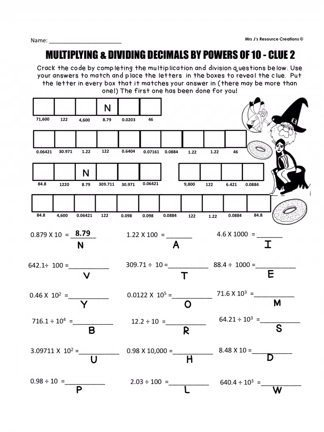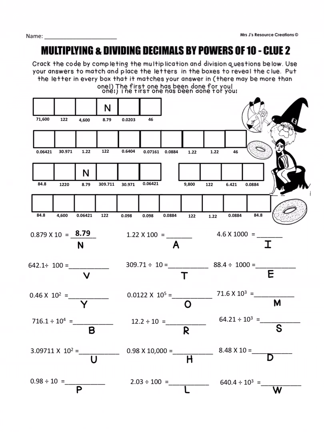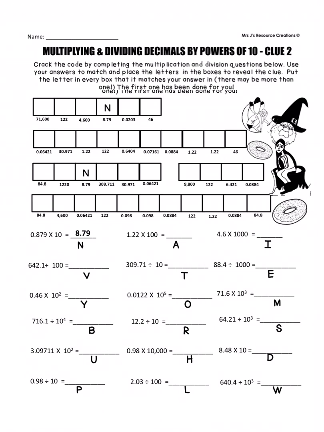Okay, let's take a look at the directions first. If we were in the classroom together, I would always tell you before you begin working to circle or highlight directions. Since we're not in the classroom together, I still want to encourage you to take time to read the directions before you do anything else. Here we're told to crack the code by completing the multiplication and division questions below. Use your answers to match and place the letters in the boxes that reveal the clue. Put the letter in every box that it matches your answer in. There may be more than one, and the first one has been done for you.